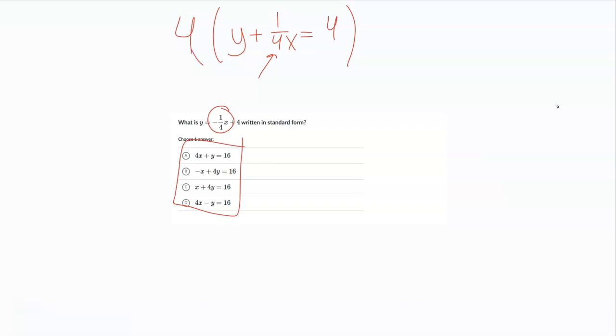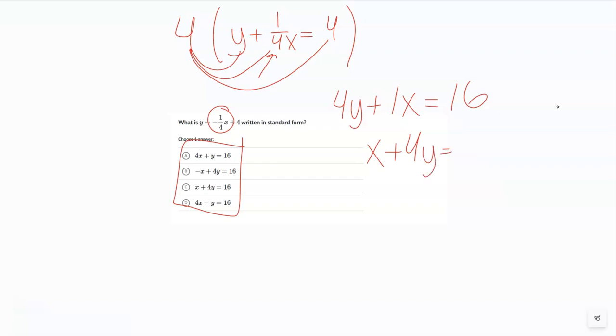So we get 4 times y, 4 times 1/4, and 4 times 4, which results in 4y plus 1x, or just x, and 4 times 4 is 16. So 4y plus x equals 16. We can see that the x's are first in all of these things. So if it helps, I'll rewrite it. Therefore, our answer is C.